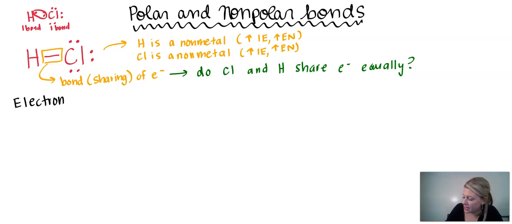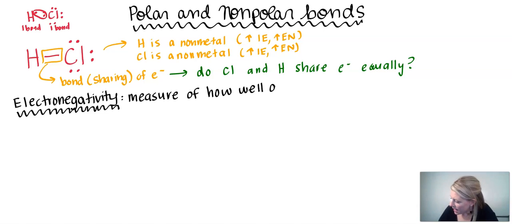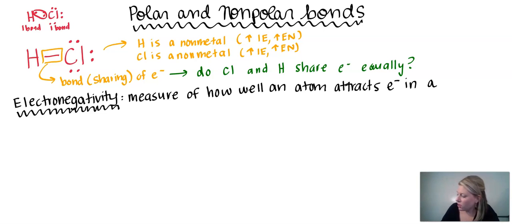In the periodic table unit, I did not give you the full definition of electronegativity because I didn't think it was completely relevant at the moment, but I'm going to add a few words onto this definition. It's going to change how we see things and hopefully point out how we're going to look at this bond and see if they're sharing those electrons equally. So electronegativity is a measure of how well an atom attracts electrons in a chemical bond.